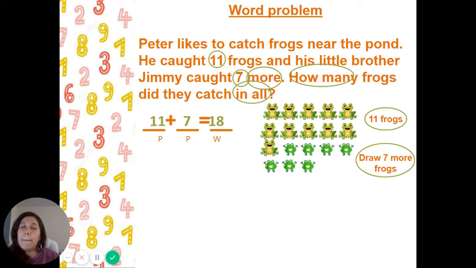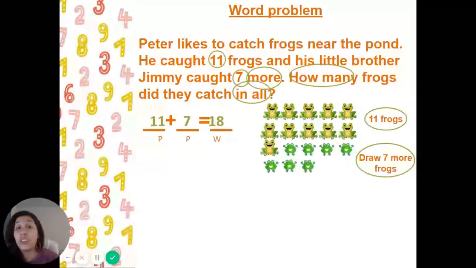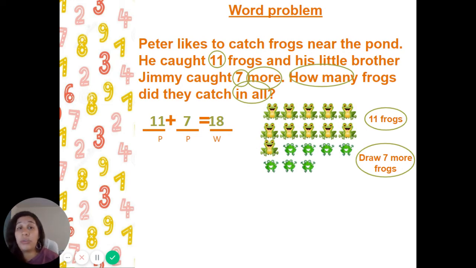Good. But I can't be convinced that there are 18 frogs. It is always a good idea to double check. How do we double check? We double check by using a different strategy and solving this problem again. Okay? This time I think it would be a good idea for us to use the number line to solve this problem. That's another strategy that is very useful.